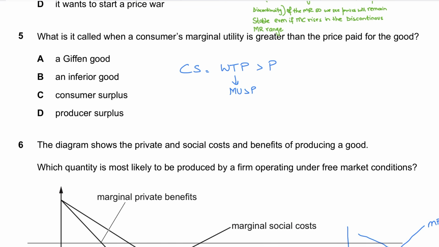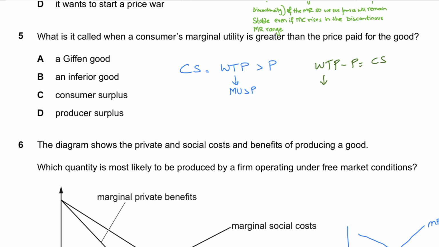Question 5, what is it called when a consumer's marginal utility is greater than the price paid for the good? Now, consumer surplus equals willingness to pay minus your price. And I have videos on utility theory on my YouTube as well. I've explained this concept a million times in my classes, that willingness to pay minus price is equal to consumer surplus. And willingness to pay is how much you're willing to pay.